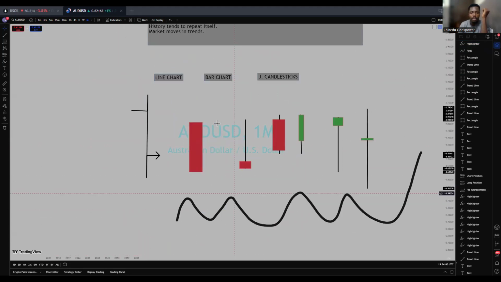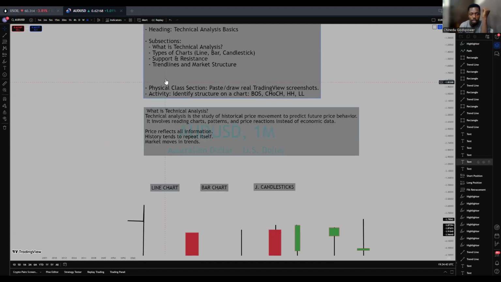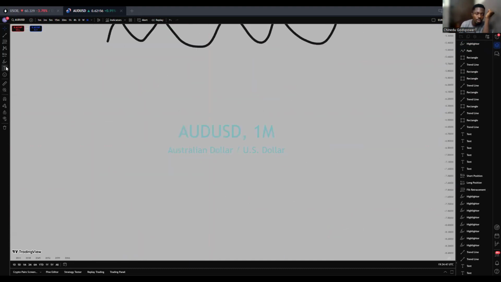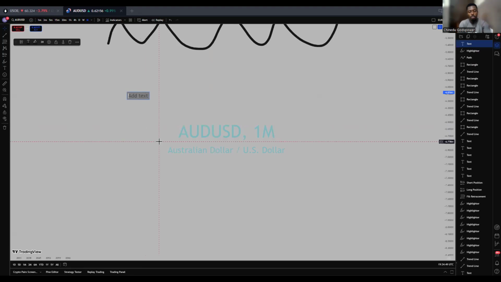Then let's move to the next thing. What we have here now is support and resistance. So what is support? What is resistance? What is support?